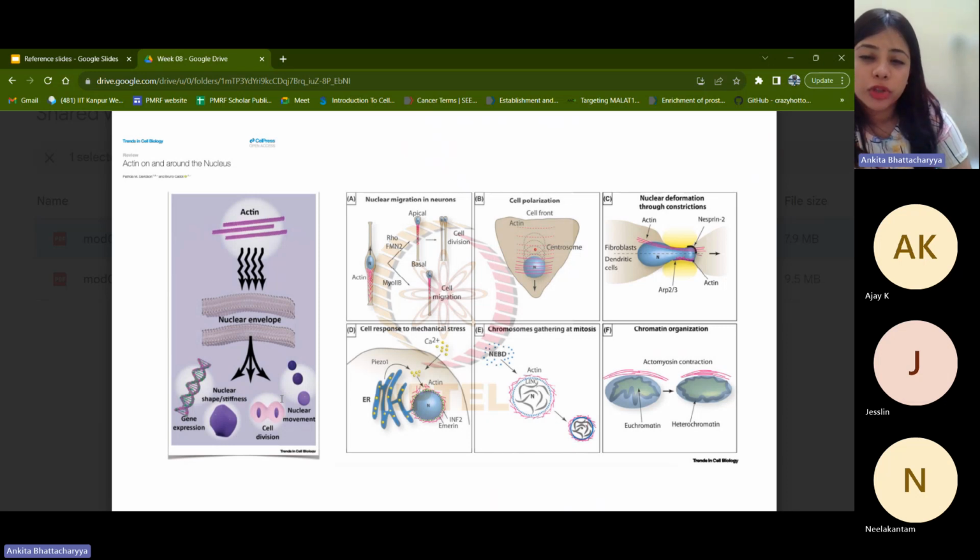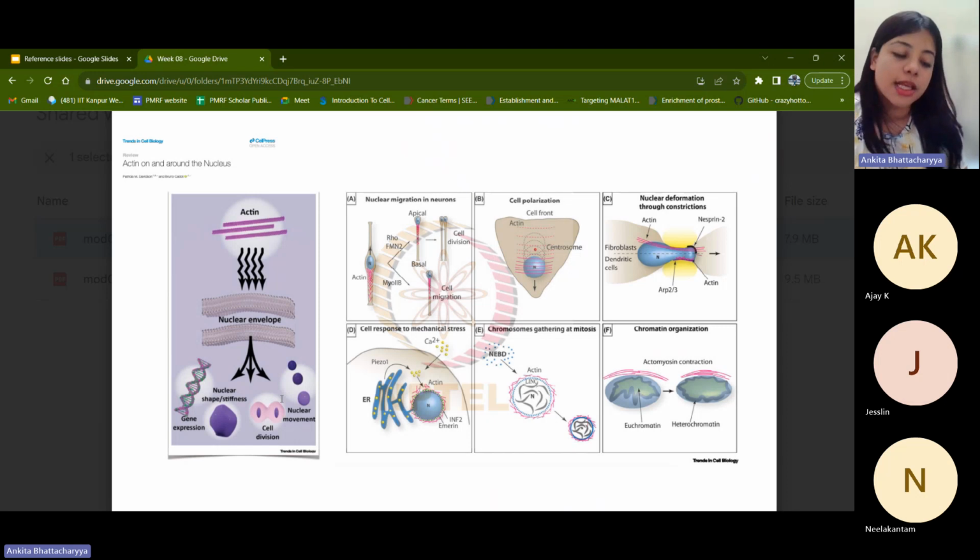Among them, different phenomena are studied, such as nuclear migration inside the neurons, which is quite heavily dependent upon the regulation carried out by actin. Then we have cell polarization to give the cell a front: if it is moving in one direction, the actin reorganization or reassembly occurs in a manner which gives the cell the strength to move in that direction. Then comes nuclear deformation through constriction. Under certain circumstances, some constriction of the nucleus can occur, and that can lead to some deformation in the structure of the nucleus.